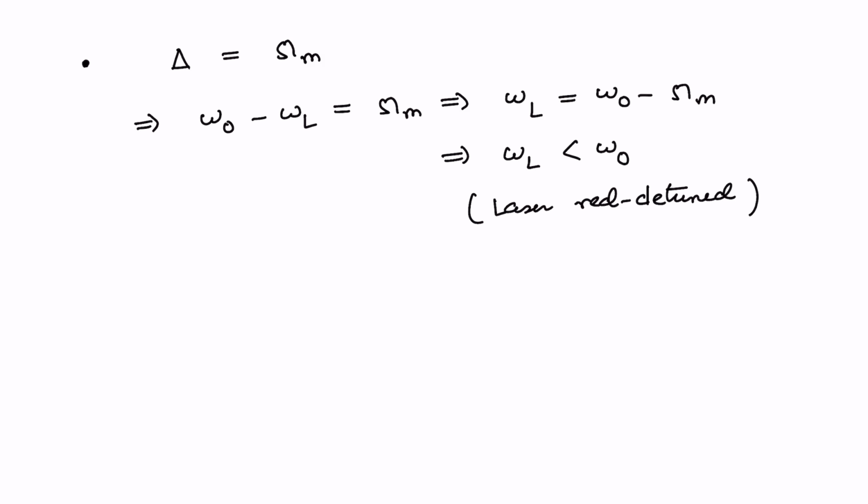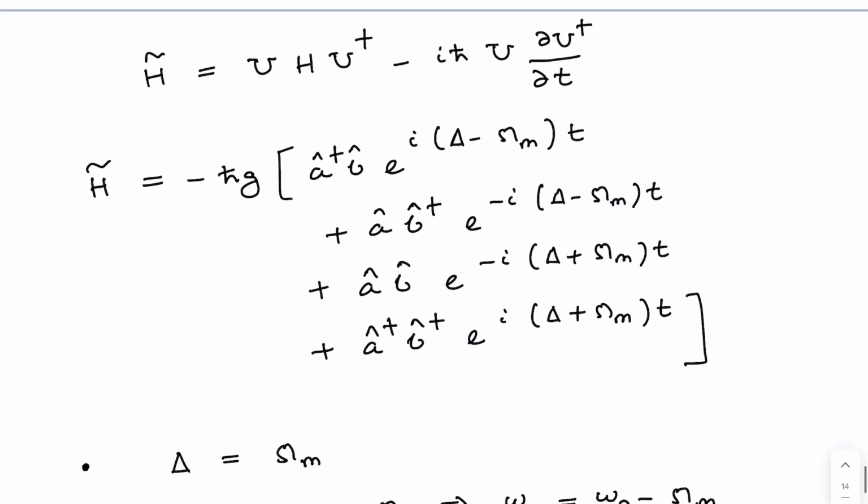Now putting this delta equal to omega m in this new Hamiltonian, you will see that you are going to have terms AB and A dagger B dagger. These two terms are going to oscillate at twice the frequency of the mechanical oscillator, twice omega m. That means these are very highly oscillating terms, and we can ignore them, and the explicit time dependence will go away when we set delta equal to omega m.